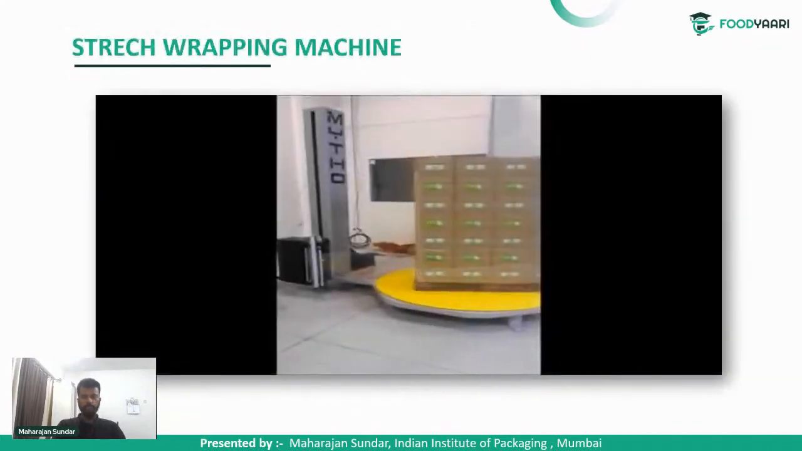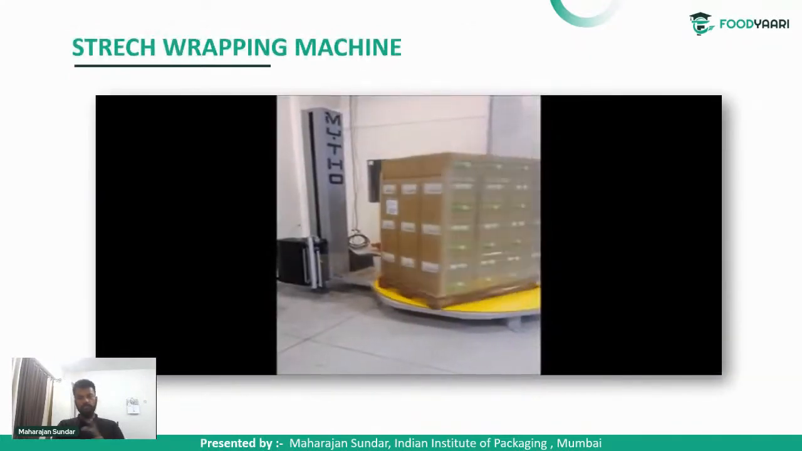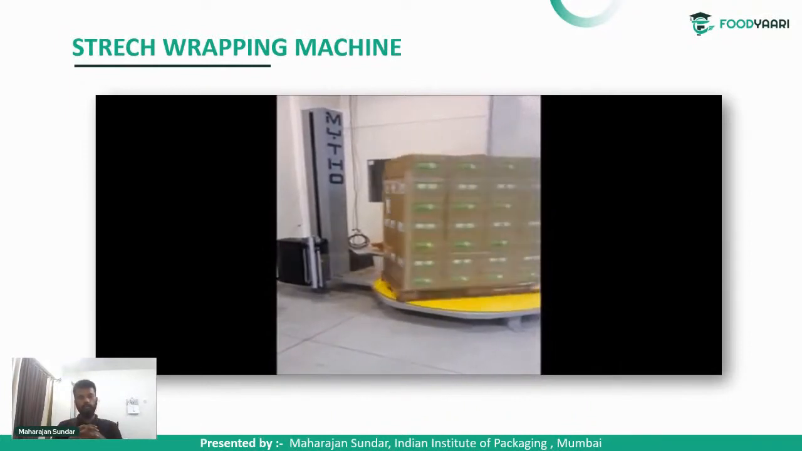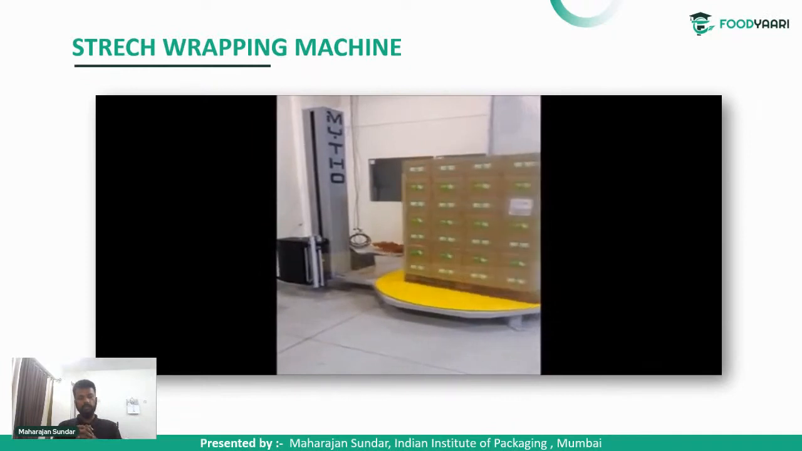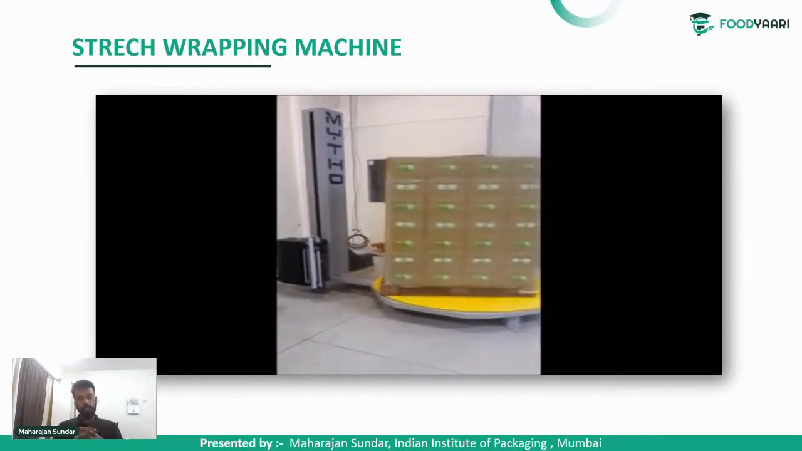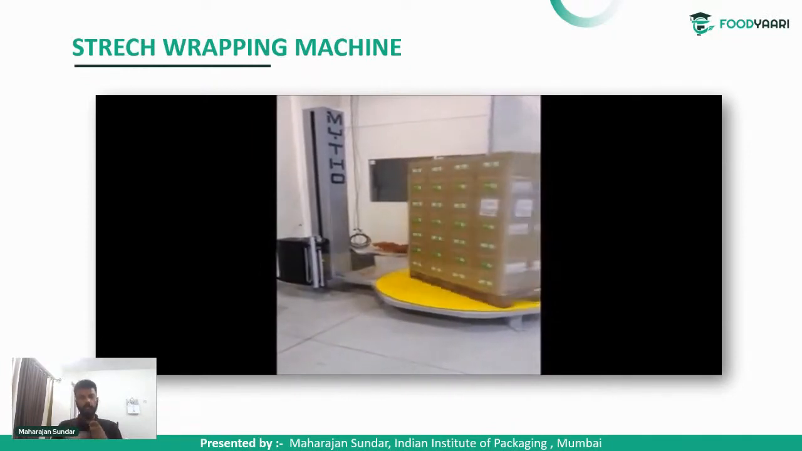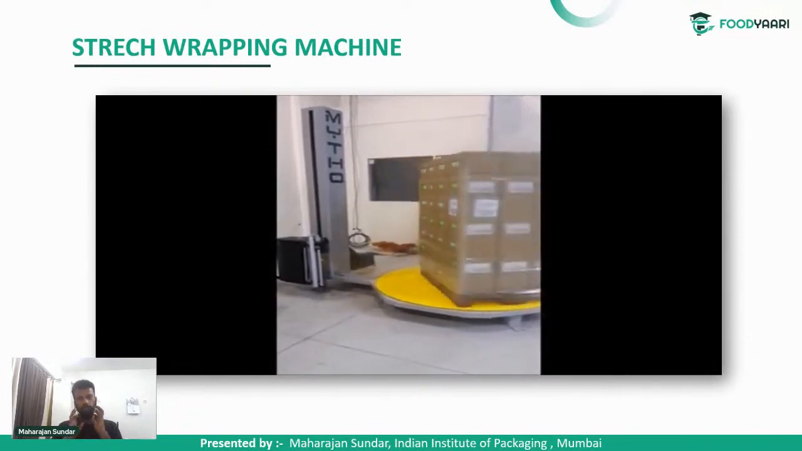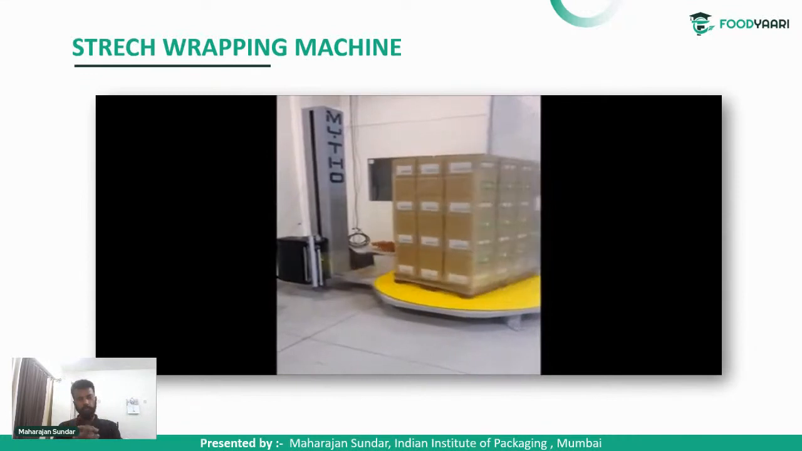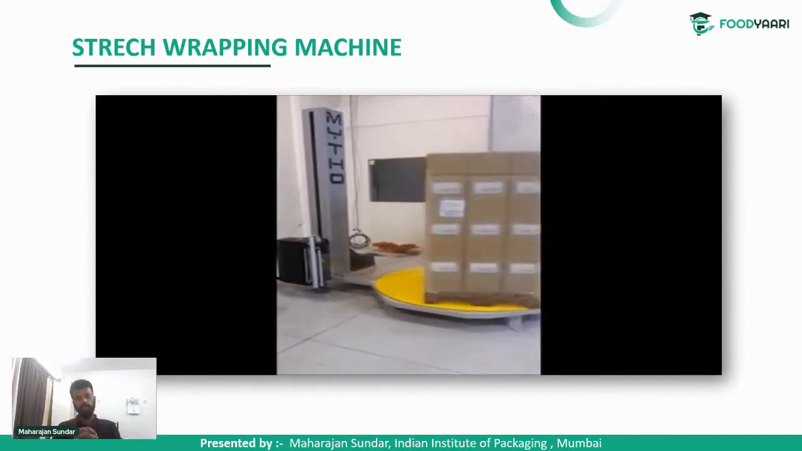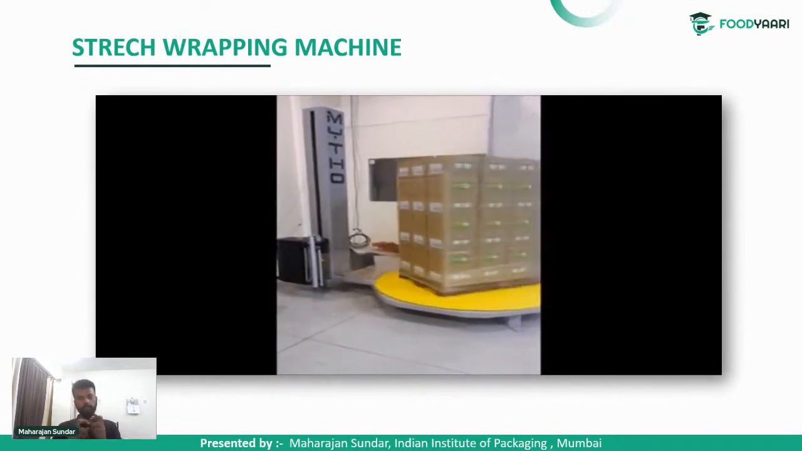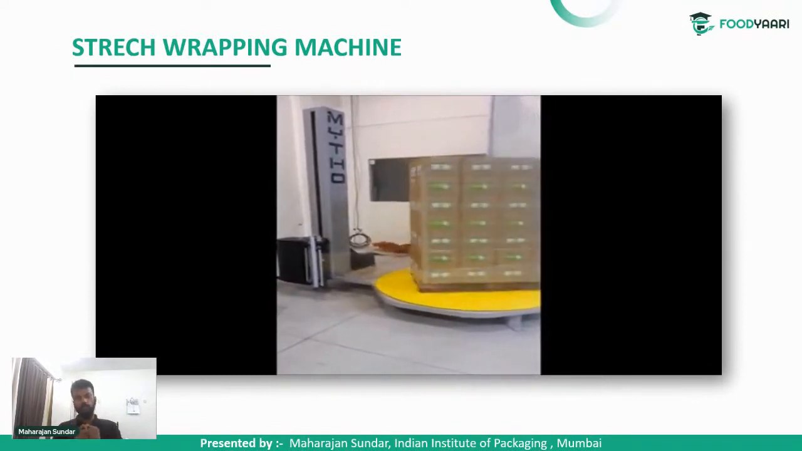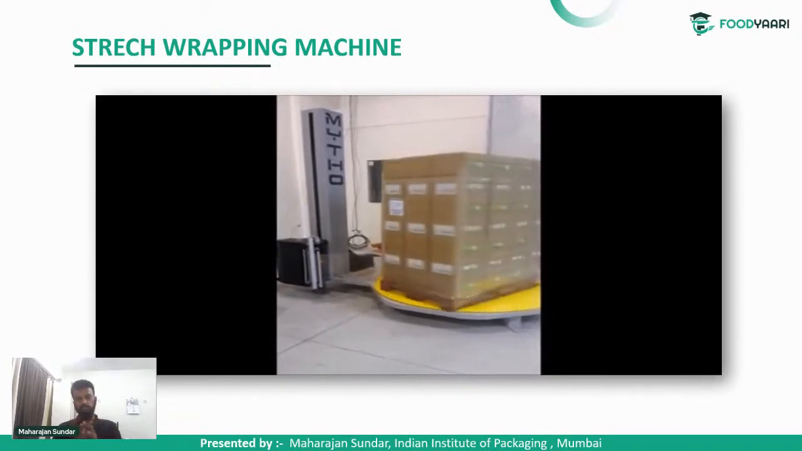Stretch wrapping machine. A stretch wrapping machine is used, for example, when we are making a consignment. For this consignment, we can't use a strapping material like wires or polyester material. We need proper protection for the boxes or containers, but certain characteristics of the product limit the use of strapping material. In this case, we use stretch wrapping.